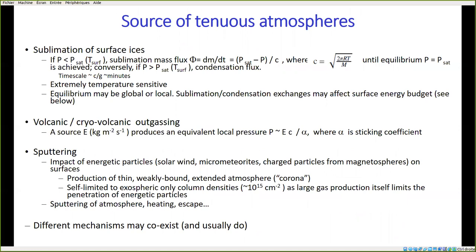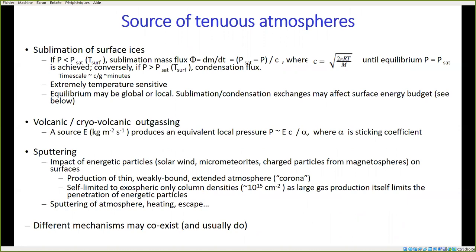So what are overall the possible sources for tenuous atmospheres? First, we have to consider the case of objects covered by ice. In this case, a very important source, of course, is the sublimation of surface ices. And this process tends to maintain an atmospheric pressure that's going to be equal to the saturated vapor pressure of the ice at the relevant surface temperature.